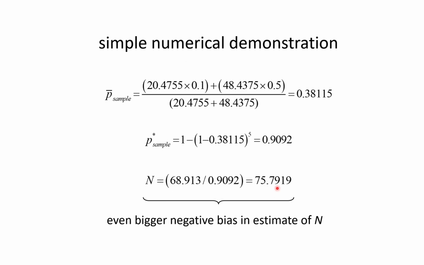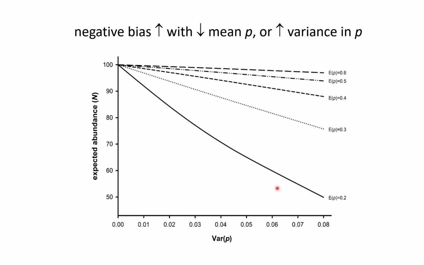So this is the problem. This is the general problem. And what you actually see here in this graph is just how big a deal this could be. On the vertical axis, we have the expected abundance n, and on the horizontal axis, we have the variance in the detection probability. Right? So here we're assuming the same mean, but we're looking at different variances.